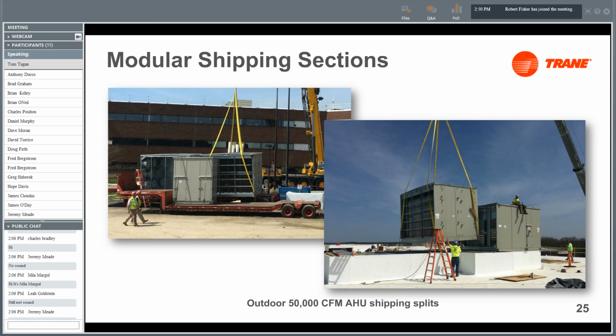And here's just a couple pictures I'm going to show you of these modular units. So as I said, these come in shipping splits, which then get assembled on site. So this is a large 50,000 CFM outdoor unit. It's actually installed at a facility in Acton, Massachusetts. And this unit had to be broken down in shipping splits because, as you can see, it was physically too large to fit on a single flatbed truck, or it'd be too large to pull up to the roof via the crane.